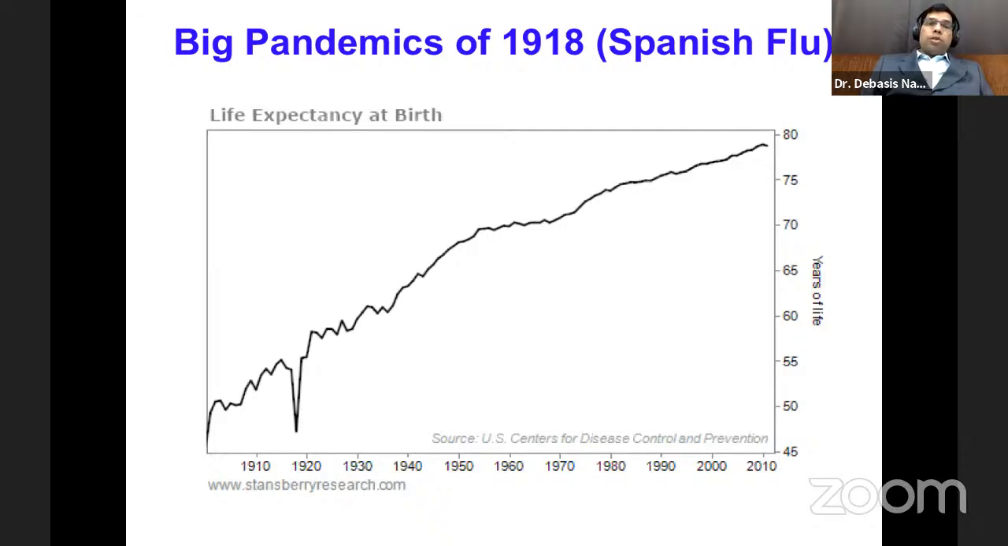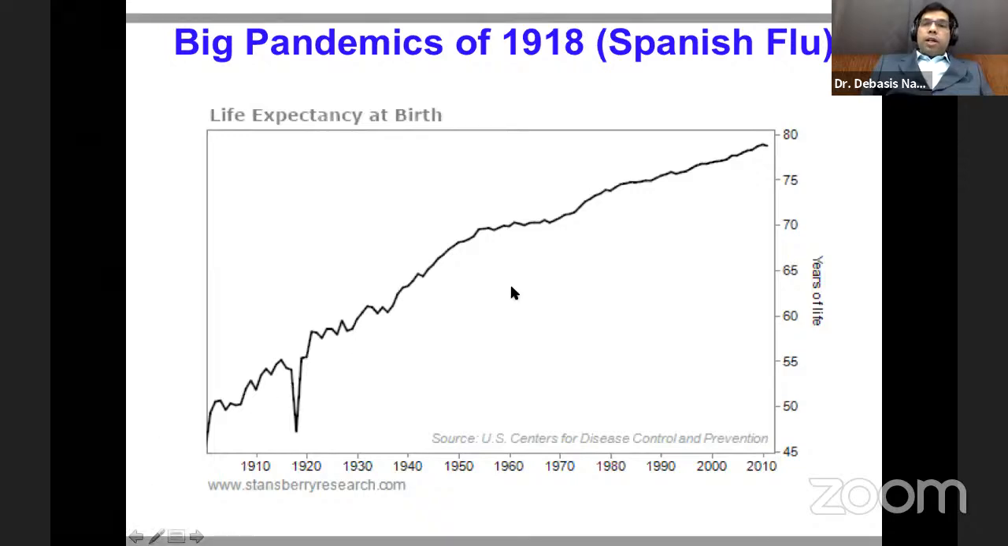Those are soldiers. So in 1918, there was a world war, and during that time there was a break. We can see how immediately the life expectancy, which was running around 55 to 56, 60 years, dropped down to below 50, just because of one pandemic. There was no solution. There were no vaccines available. As a result, the average global life expectancy reduced, and slowly it improved.